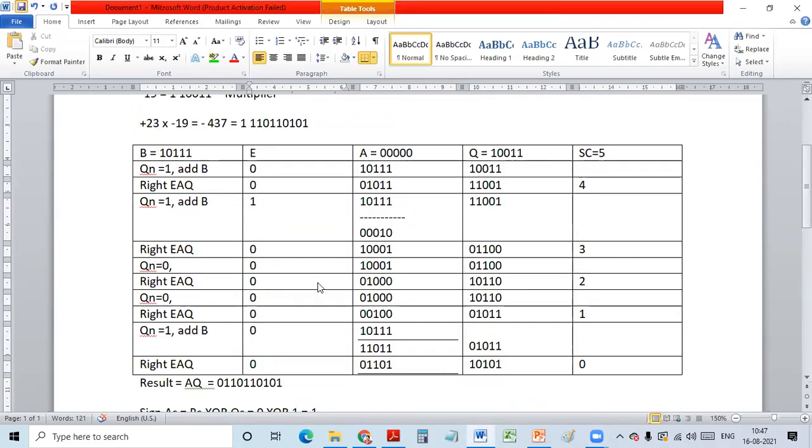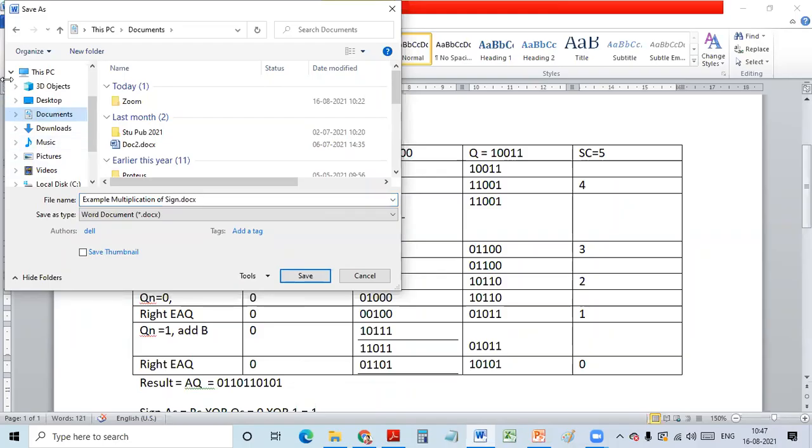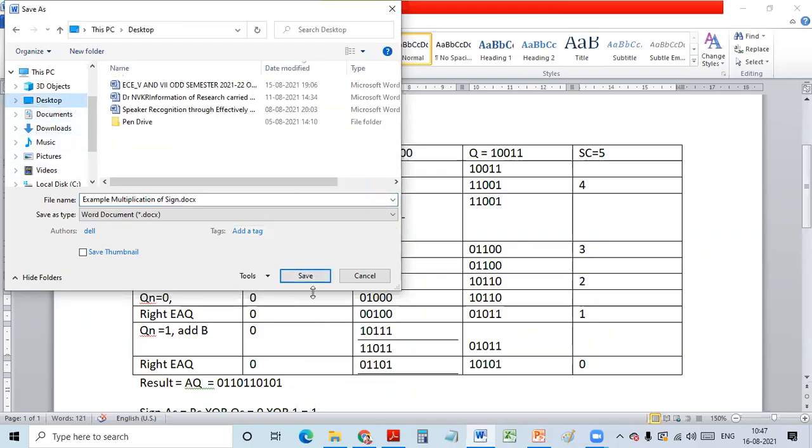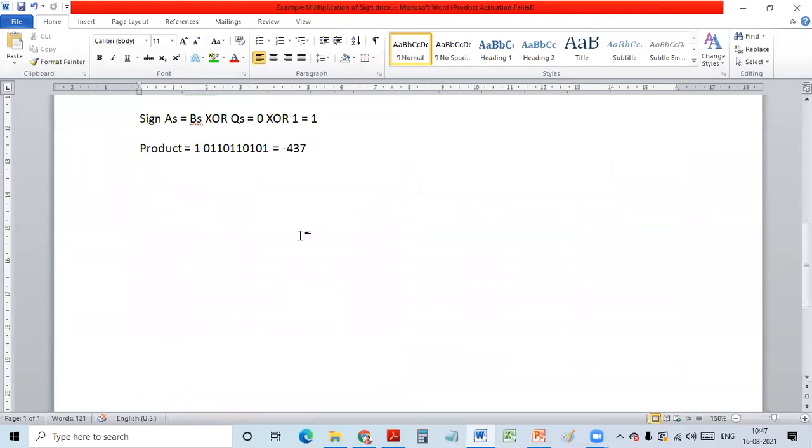The multiplication algorithm on signed 2's complement data. Okay, so let us do 2's complement data.